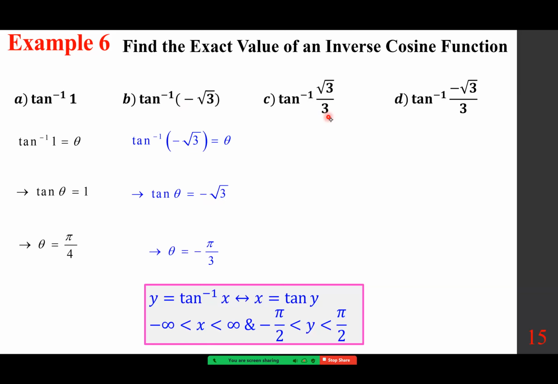Now it's time for this one. We do the same thing, let it be equal to theta. By definition, tan of theta must be square root of 3 over 3. And as you know, this is a common arc, pi over 6.